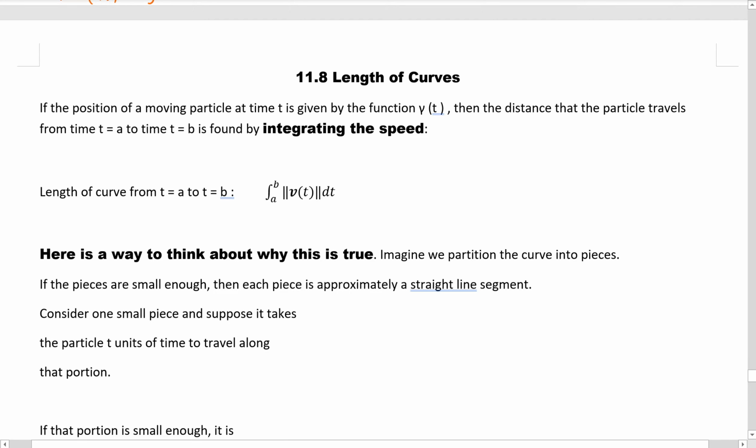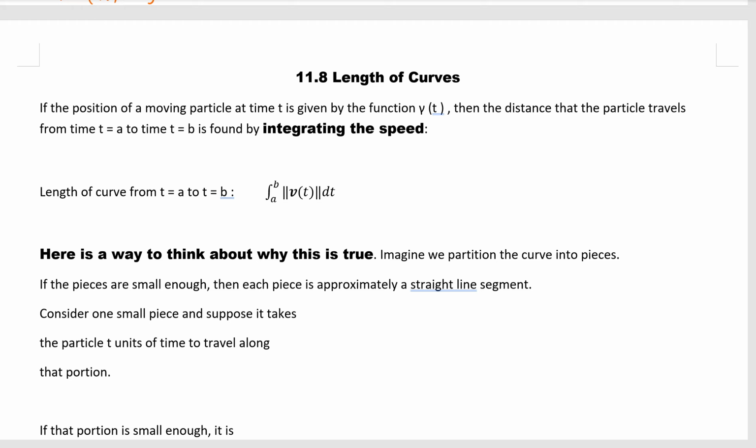Hi everyone! Today let's talk about section 11.8, length of curves. If the position of a moving particle at time t is given by the function gamma of t, then the distance that the particle travels from time t equals a to time t equals b is found by integrating the speed. So the length of the curve from t equals a to b equals the definite integral from a to b of the speed. So here is a way to think about why this is true.